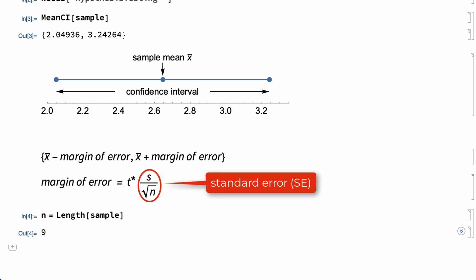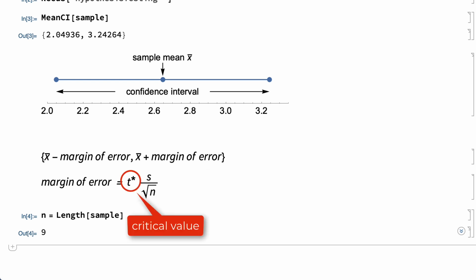S over the square root of n is called the standard error of the sampled statistic. The sampled statistic in this example is the mean of the sample, so this standard error is an estimate of the variability in the sample mean between samples. Standard error is sometimes denoted by SE. T star is called a critical value.